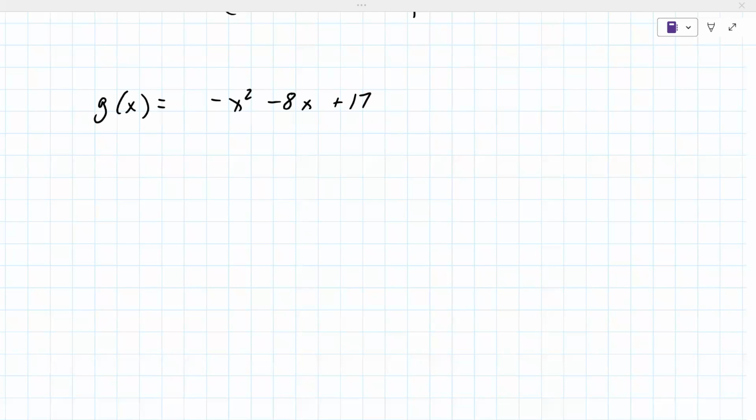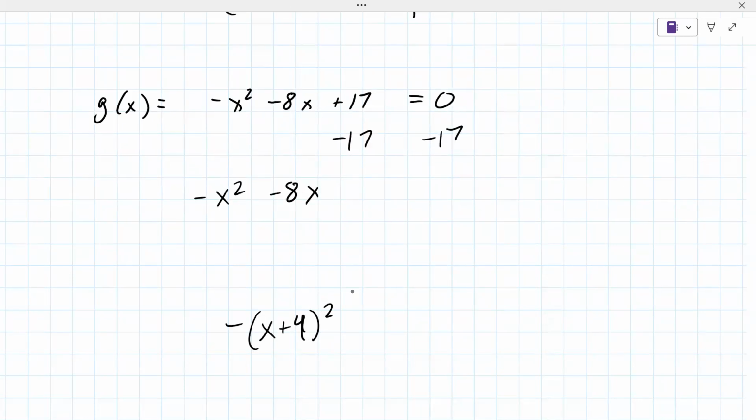All right, I got negative x plus 4 squared plus 17. It's almost never the same number here. And so this part looks okay. But my guess is, you set it equal to 0. You have to move that to the other side of the equation. So minus x squared minus 8x equals minus 17.